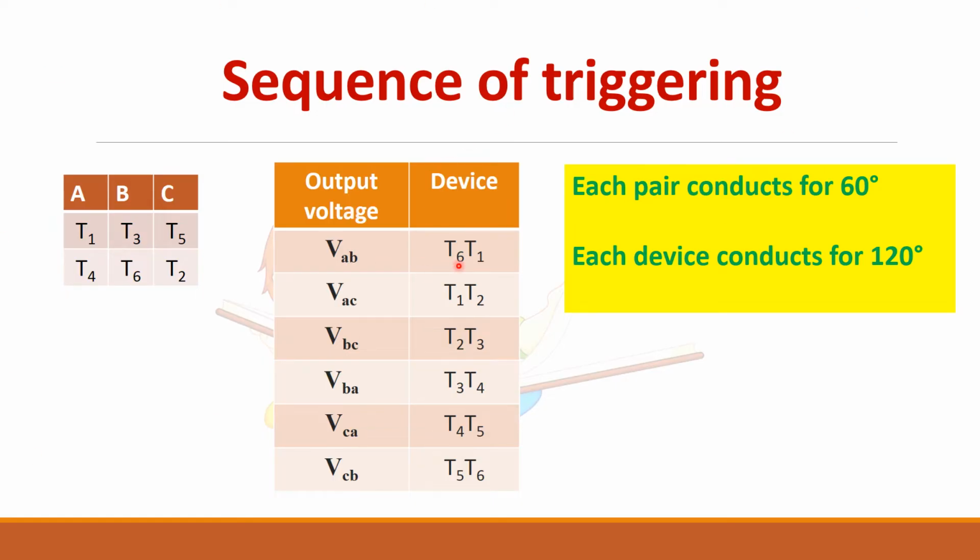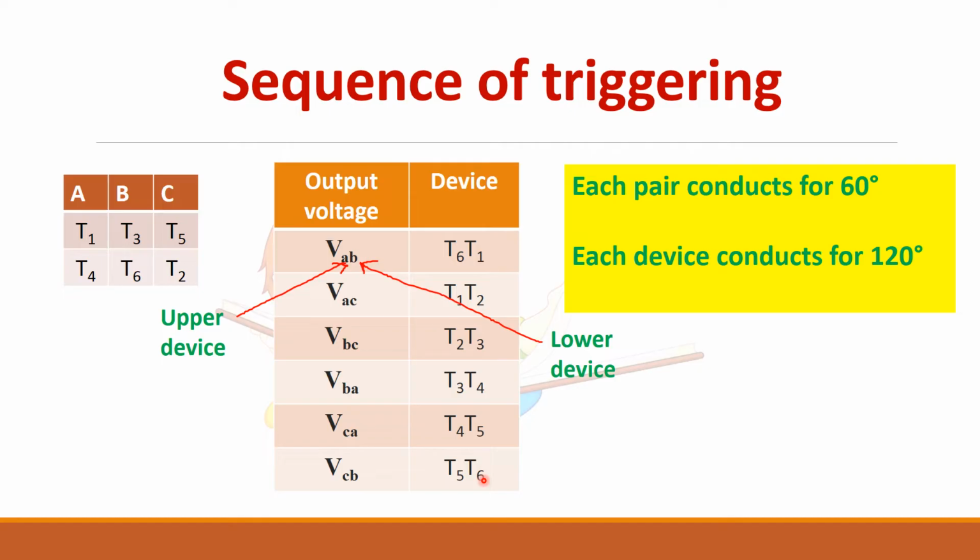So here you see T6 and T1 are in conduction. T6 is in B phase, T1 is in A phase. So your output voltage should be AB. The first variable always represents the upper device and the second variable represents the lower device. For example, you take T3, T4. You see here T3 is connected to B phase and T4 is connected to A phase. So your output should be BA.